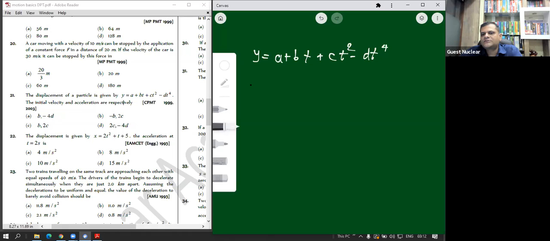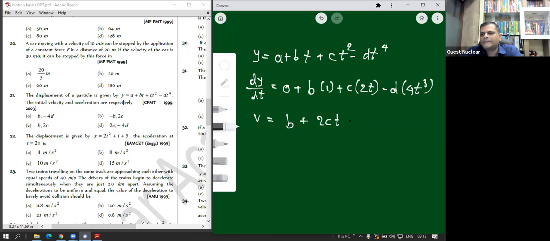So if we differentiate this with respect to time, dy by dt, अगर हम निकालेंगे तो इससे हमको velocity मिलेगा, जो बनेगा अभी a का डेरिवेटिव 0 plus bt का डेरिवेटिव b into 1, obviously plus c into t square का डेरिवेटिव which is 2t and minus d into t raised to 4 का डेरिवेटिव which is 4t cube, correct है? Yes. Now this is going to be actually the velocity, which is going to be b plus 2ct minus 4dt cube. Okay, so this is the velocity, but we want initial velocity.